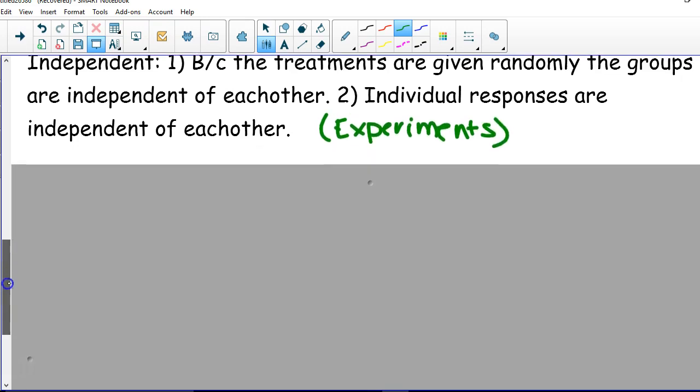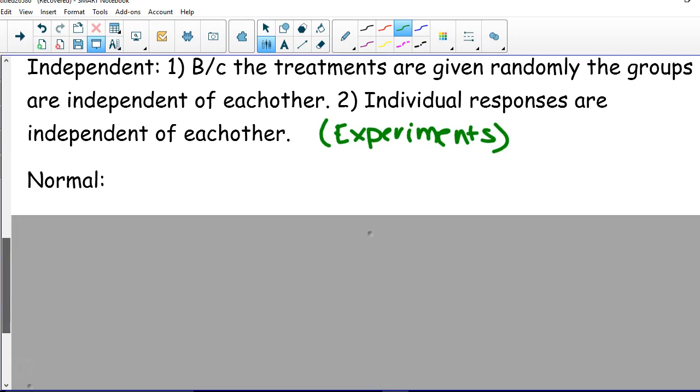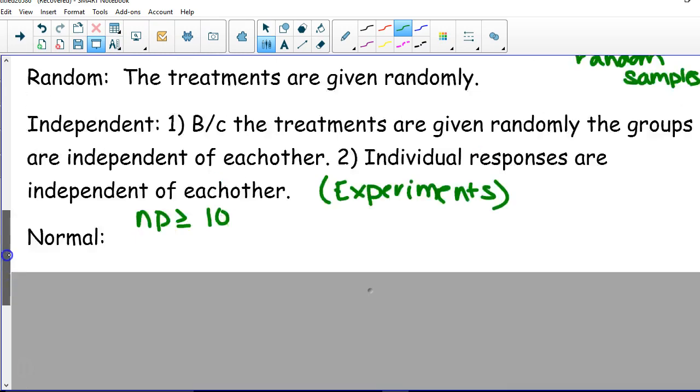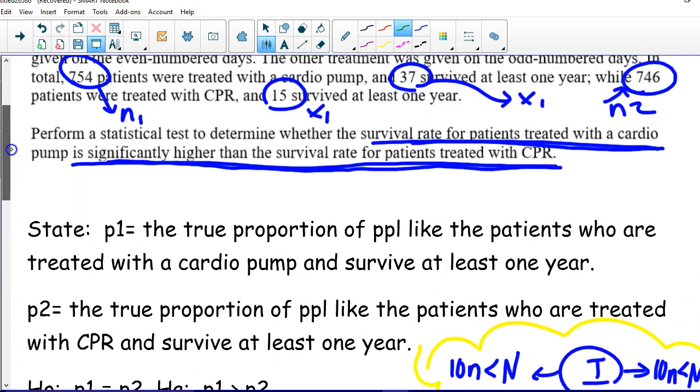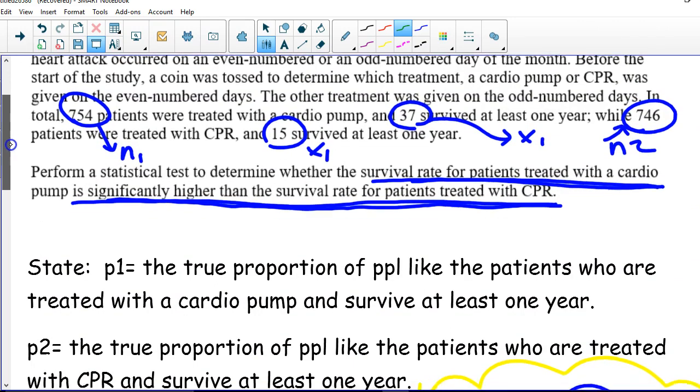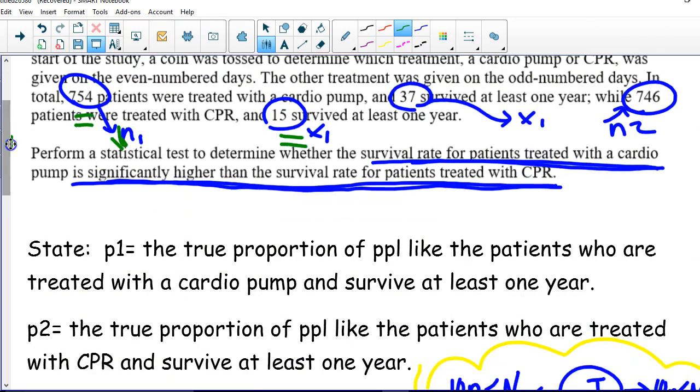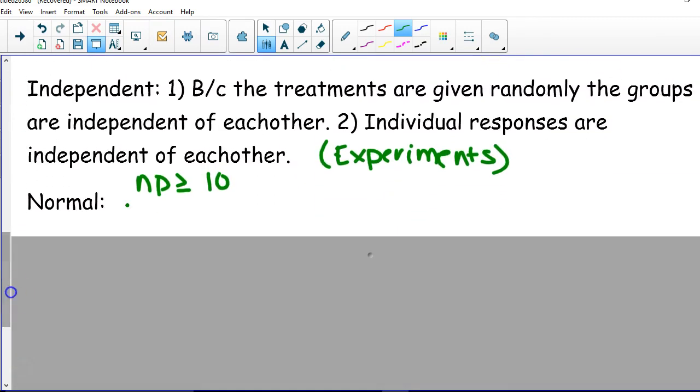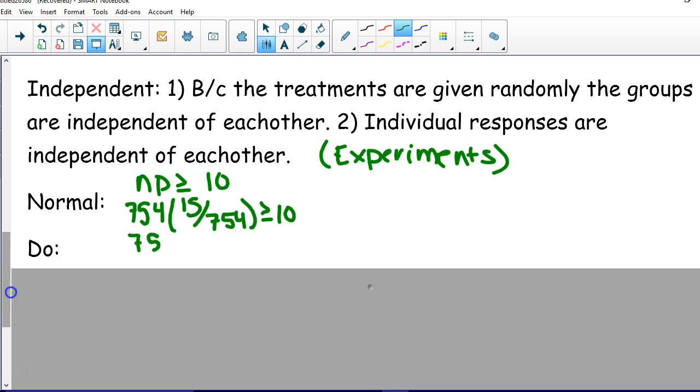Okay, next is our normal condition. This one does not change. We're going to take our n times our p has to be greater than or equal to 10 for both populations. Now they don't give us a p, they only give us p hat. So we take our first one. If you scroll up, it's going to be 15 out of 754. So that's my n, 754, times 15 over 754 is greater than or equal to 10. And we have to do it again with the 1 minus: 754 times 1 minus 15 over 754 is greater than or equal to 10.